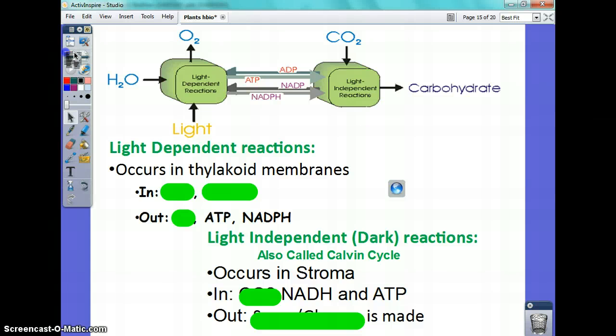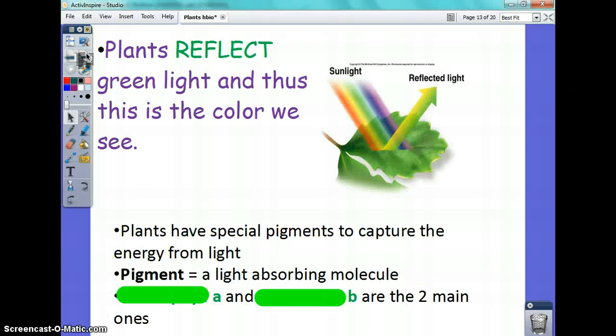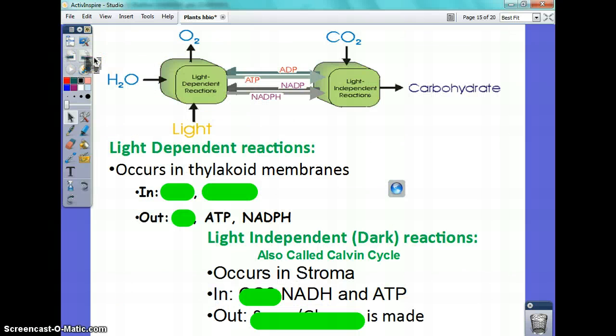So to piggyback where we left off, which was on specific structures that are involved in photosynthesis, let's look at the process, okay? Which is right here. So there's two main parts to photosynthesis. One is referenced as light dependent and the other one is light independent. So obviously if you're dependent on something, it means you're gonna need it.